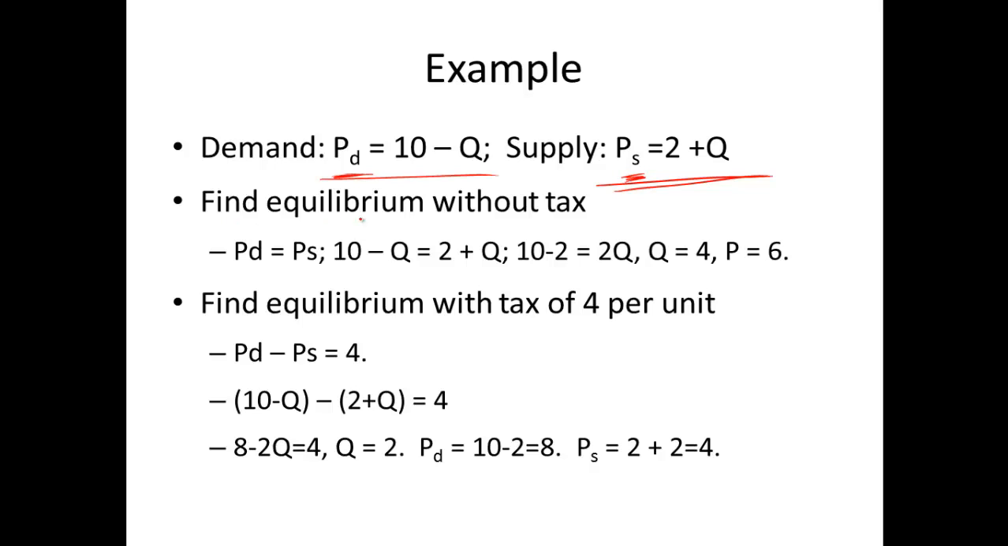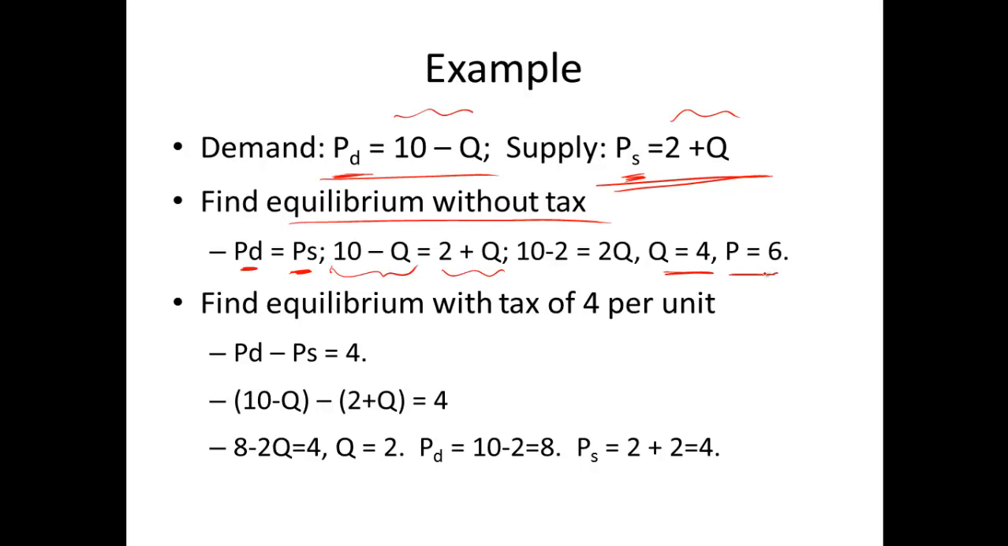First, let's find the equilibrium without the tax. And so how do we do that? Well, we just find the quantity where the price on the demand curve equals the price on the supply curve. So that means substituting here. 10 minus Q, that's the price on the demand curve, equals 2 plus Q, which is the price on the supply curve. Solving that, we get 10 minus Q equals 2Q, or Q equals 4, and P equals 6.